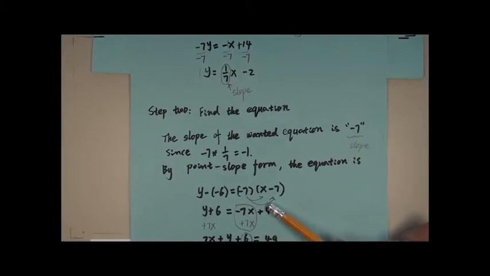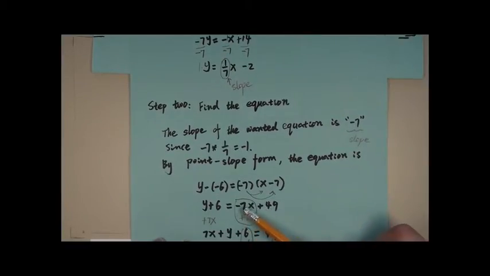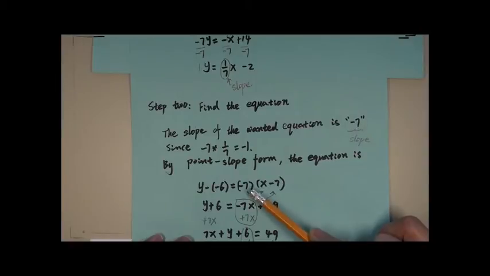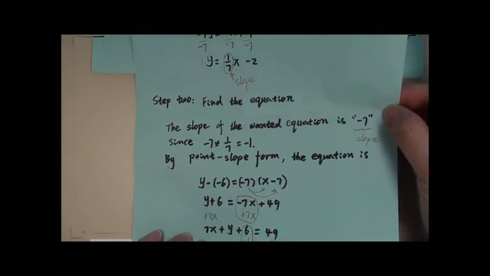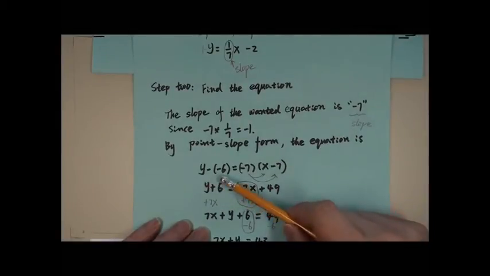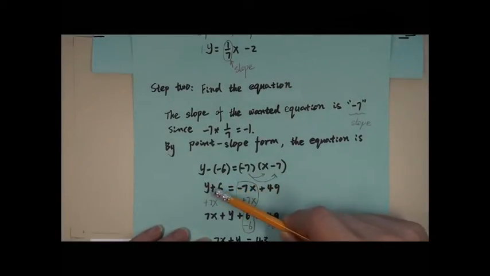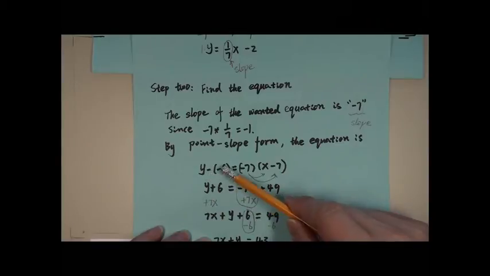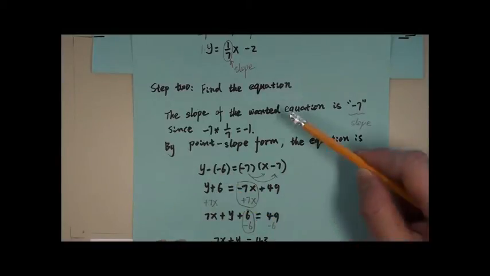Now, you have a negative 7x. Negative 7 times x is negative 7x. Negative 7 times negative 7 is positive 49. You want to do by distributive property. Now, y minus negative number, you have y plus 6, because negative negative, you got positive.